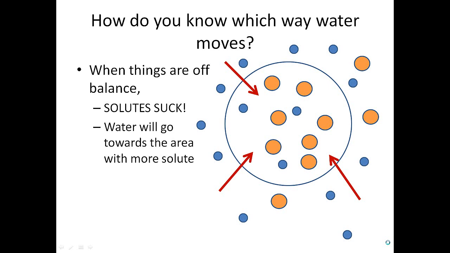Water gets sucked where there's more solute. In this case, the cell inside is hypertonic. Outside is hypo. Water goes where there's more stuff. It's going to go into the cell.